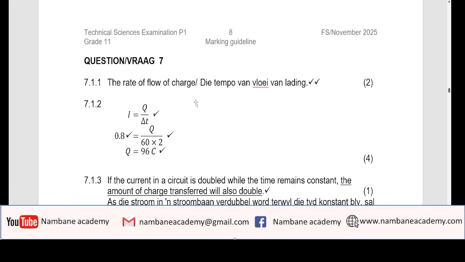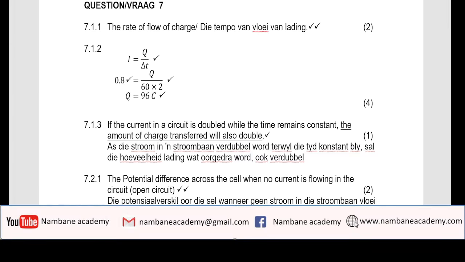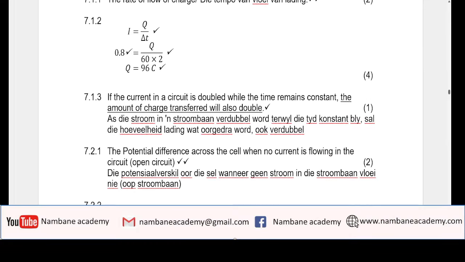Okay, thank you, sir. Question 7. 7.1 says a learner connects a battery to a lamp using conducting wires. The lamp draws a constant current of 0.8 ampere from the battery for 2 minutes. 7.1.1, define the term electric current, which is the rate of flow of charge. There are 2 marks for the definition. If the word time or rate is left out, 0.